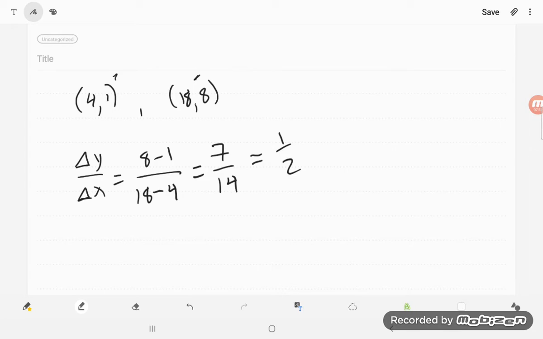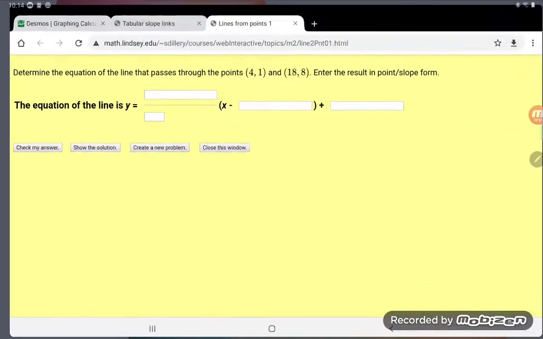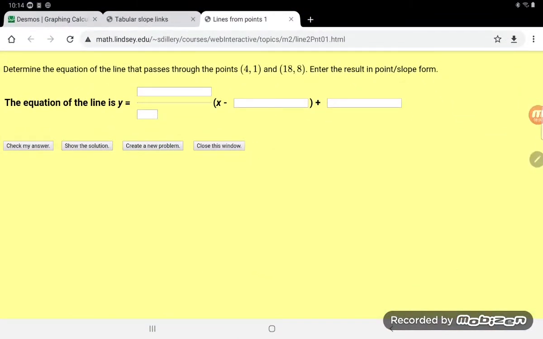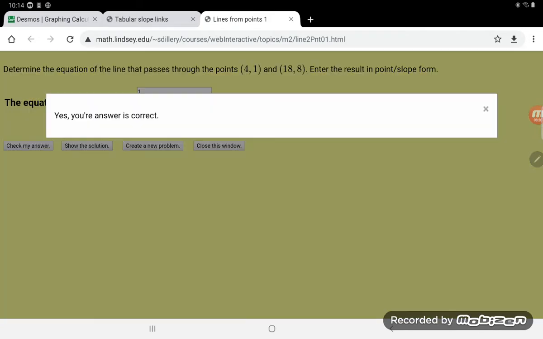Okay, so I have my slope, and then I just pick one of my 2 points, (4, 1) or (18, 8). Well, I like the (4, 1), it's smaller. So I go back here, and I had a slope of a half or 7 over 14. So let's try a half. Let's just see what happens here. Make sure things are all working okay. And then x minus the x value, so I'll do a 4. And here I'll put in a 1 and check my answer. Good. Okay, I got that correct.